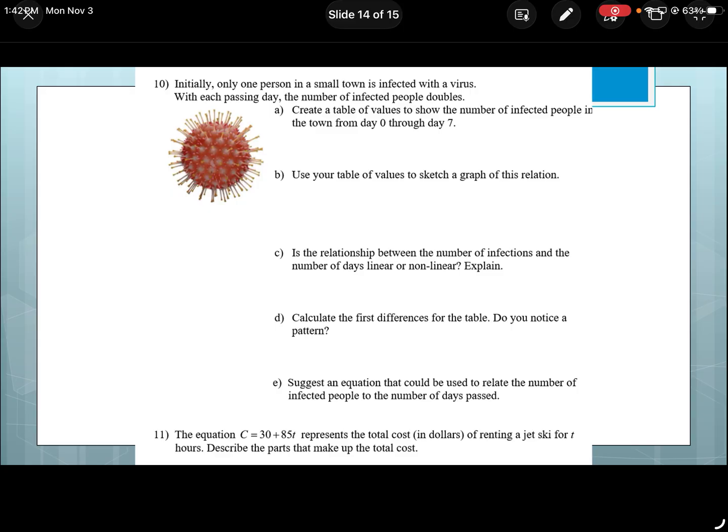Okay, initially only one person in a small town is infected with a virus. I don't know about you, but just talking about viruses upsets me since COVID. With each passing day, the number of infected people doubles. Create a table of values to show the number of infected people in the town from 0 to 7.